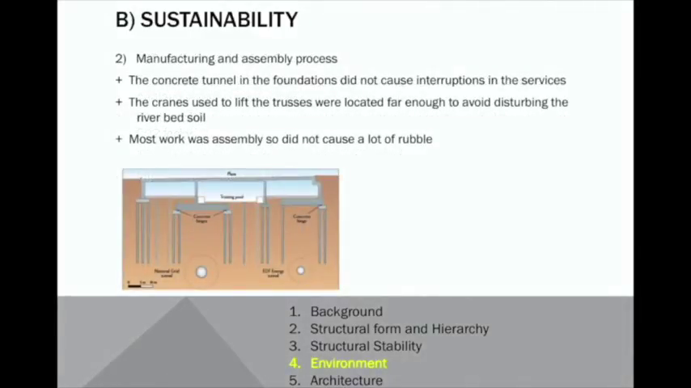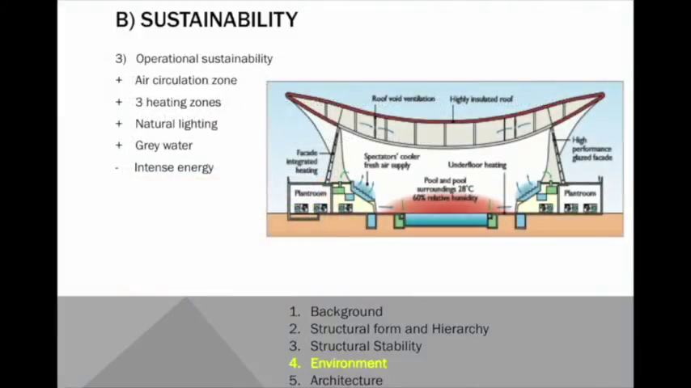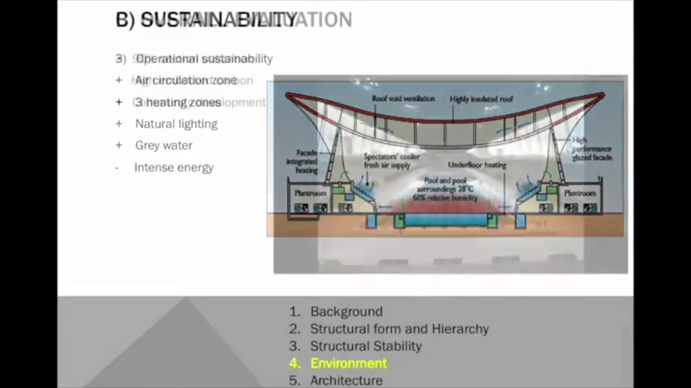Secondly, for the manufacturing and assembly processes, as discussed, efforts were made to minimize the disturbance of the environment during construction by making sure that first, the service tunnels below the piles are safe, and by locating the mobile cranes at a safe distance from the riverbed. Finally, the need to light and heat such a huge space is very energy intensive, but some efforts were also put in to reduce this by having natural lighting and reducing heat escape from the roof by insulating it well. Grey water was also used to irrigate the grass.